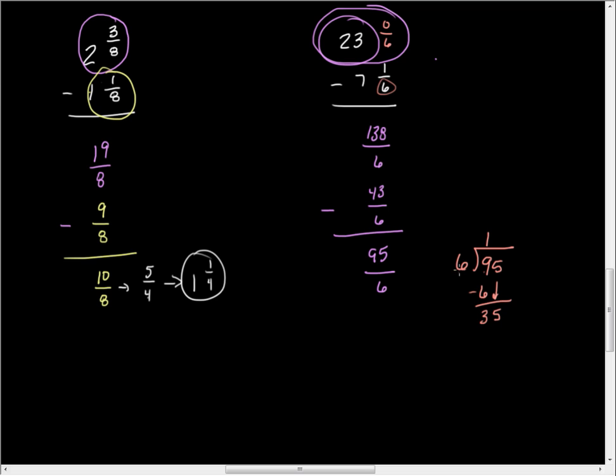Now 6 times 6 is 36, so it almost goes in there. 5 times 6 is 30 with 5 left over, and I have less than 6, so that's my remainder. So now the answer is going to be 15. The remainder becomes my new numerator, and the divisor becomes my new denominator. So there's my answer. As you can see, when you're dealing with larger numbers, this method probably isn't as quick.